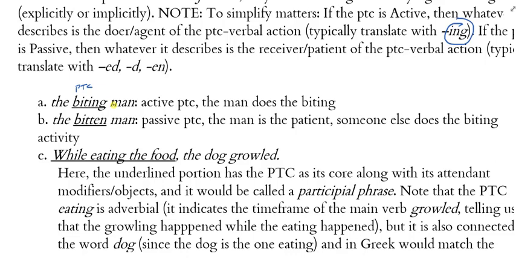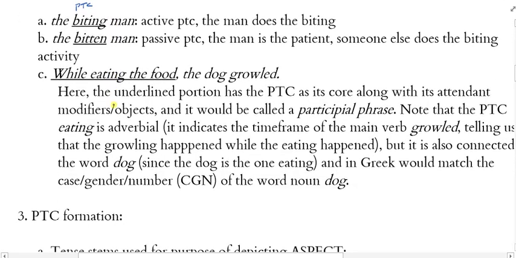We don't know exactly. We just know it's someone else. And he is the patient. That is to say, he is being acted upon. Someone else must be doing this biting. And then with C, we have, "while eating the food, the dog growled."